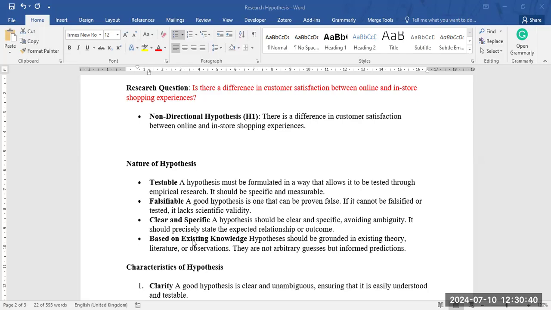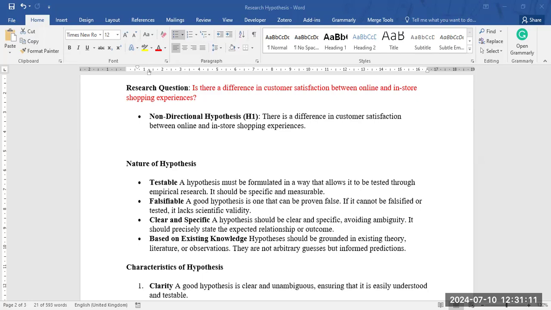Another one is being clear and specific. A hypothesis should be clear and specific, avoiding ambiguity. It should precisely state the expected relationship or outcome. That's why it should be clear and specific.